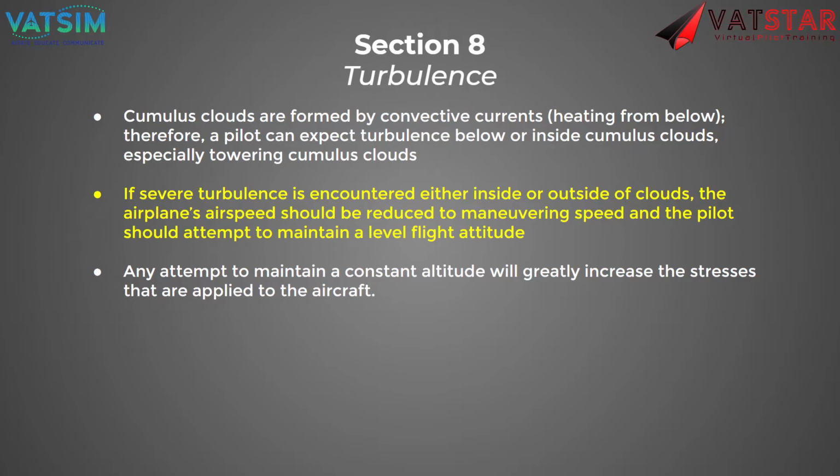So cumulus clouds, like we talked about before, are formed by convective currents, and convective currents are rising and descending air, or heating from below, which causes air to rise, and then when it rises in the atmosphere, it cools and sinks again. Therefore, a pilot can expect turbulence inside cumulus clouds because they are made up of unstable air, and also below cumulus clouds because they're being heated from below. Especially towering cumulus clouds.